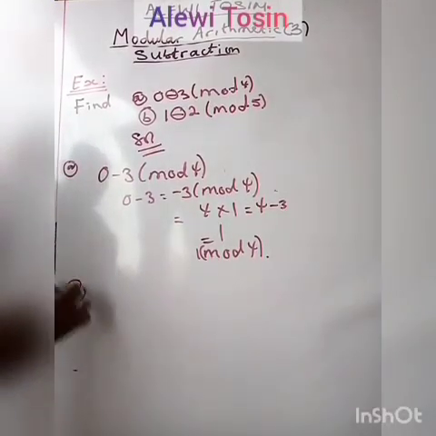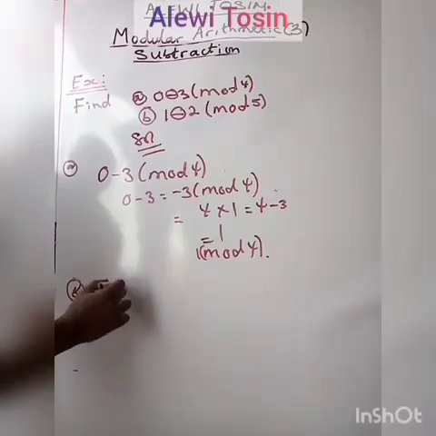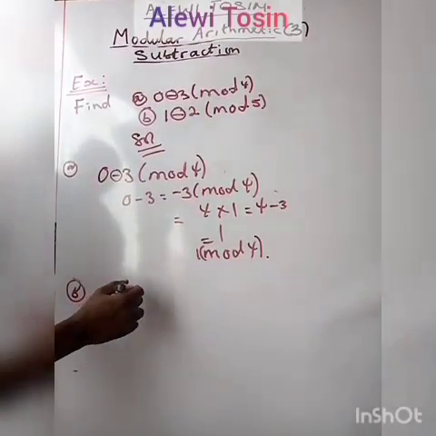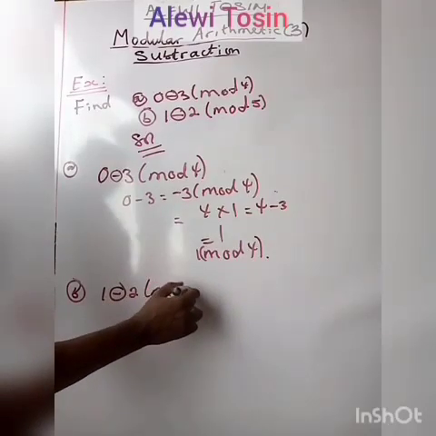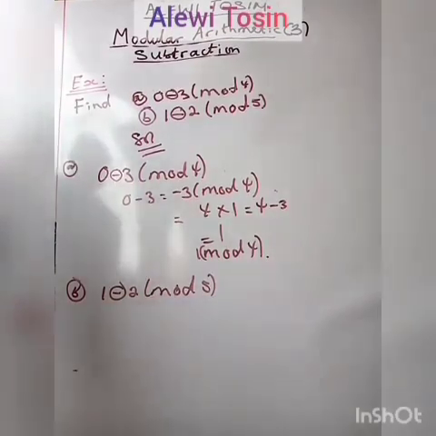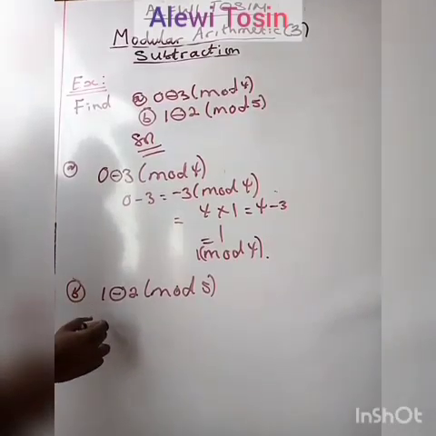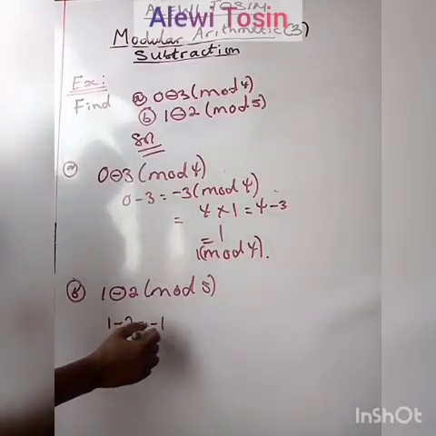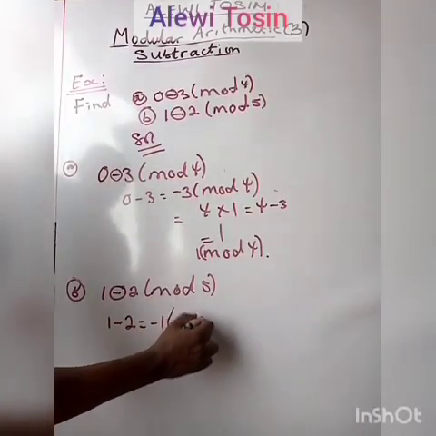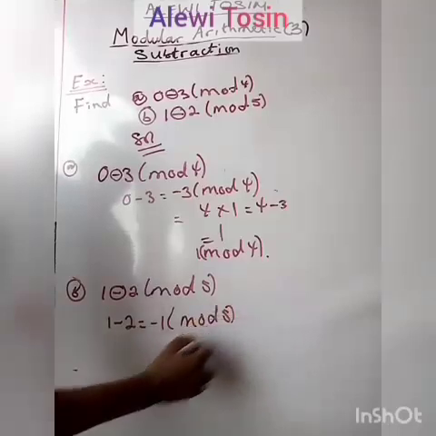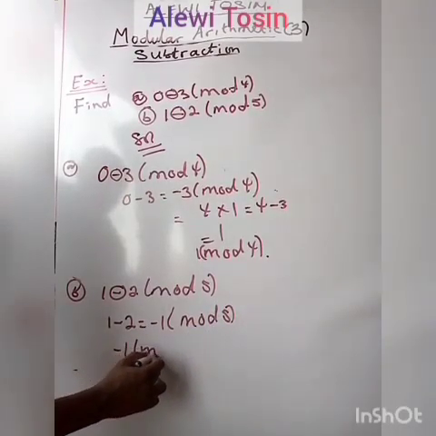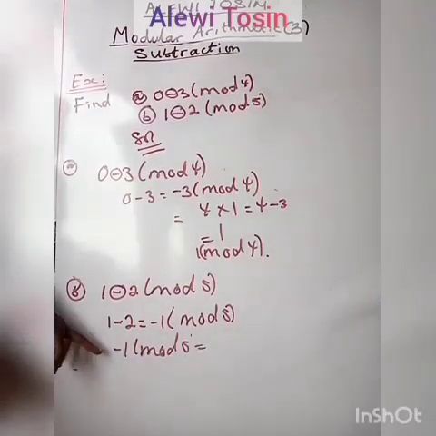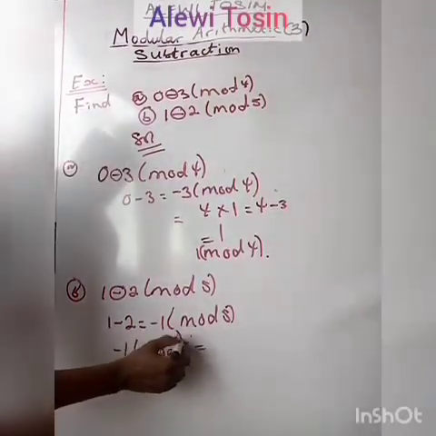The next one is saying 1 minus 2 in mod 5. Firstly, 1 minus 2 is minus 1. So that means you have minus 1 mod 5. Like we did the other one, we convert minus 1 mod 5 to positive.